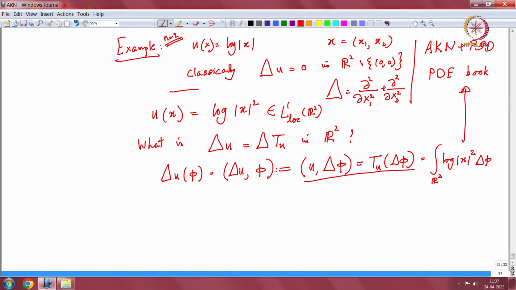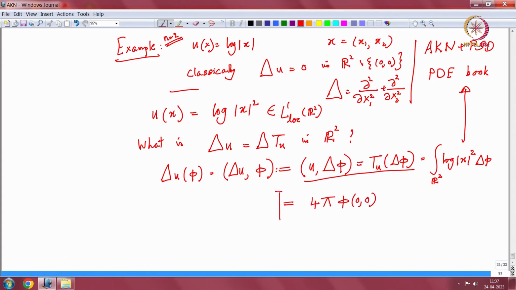You basically want to know whether it is 0. If this is 0, you can immediately say that Laplacian u equal to 0, but you do not get that. What you get, if you compute, I hope it is correct, is 4 pi times phi at (0,0).